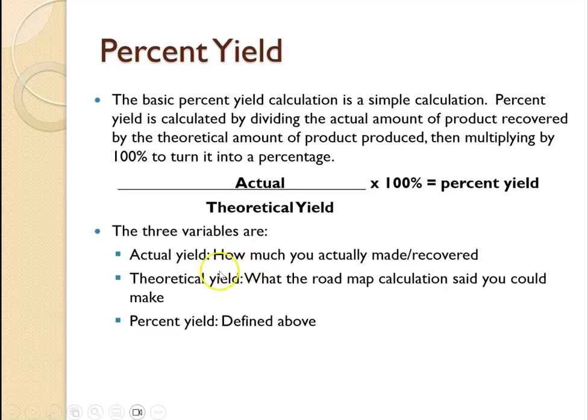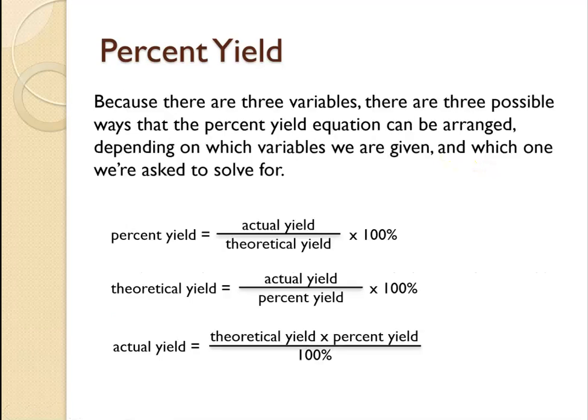And so we simply set this up as dividing the actual yield, which is the amount that we actually recovered, by the theoretical yield. That is what the roadmap 2 calculation said we could make, and then multiplying that by 100. And again, what that does is that just tells us simply, the material we actually recovered and weighed, what percentage of the theoretical yield does that actually represent? So let's take a look at an example.